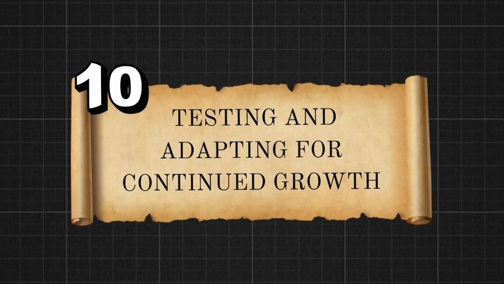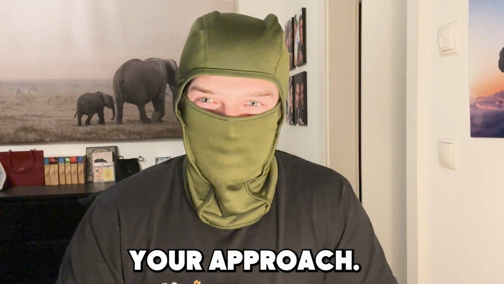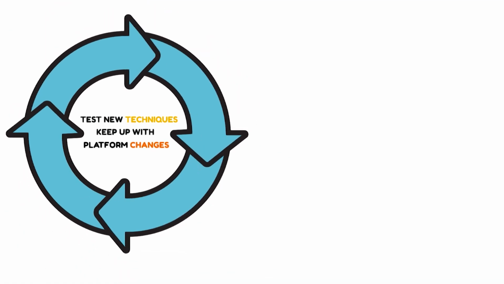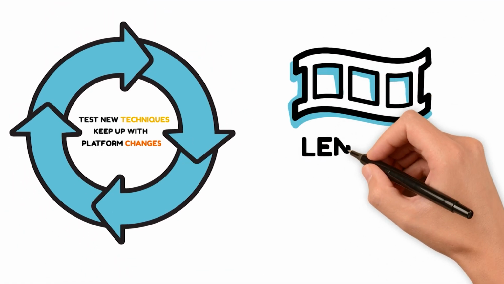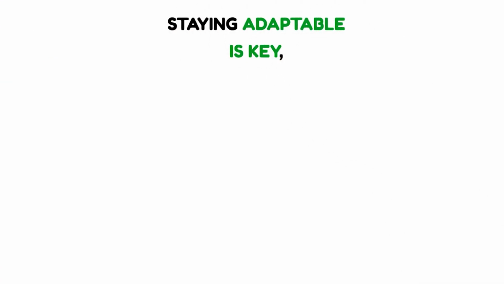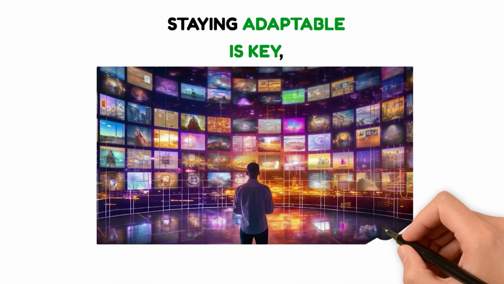Phase 10, testing and adapting for continued growth. YouTube is always evolving, and so should your approach. I now routinely test new techniques and keep up with platform changes. Sometimes, I experiment with different video lengths, styles, or topics. Staying adaptable is key, as trends and audience preferences shift over time.